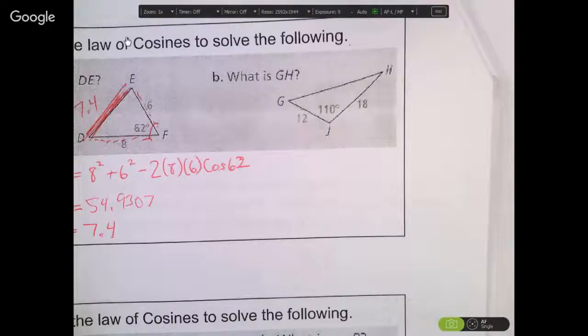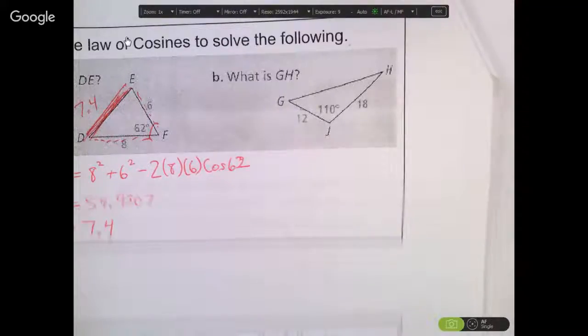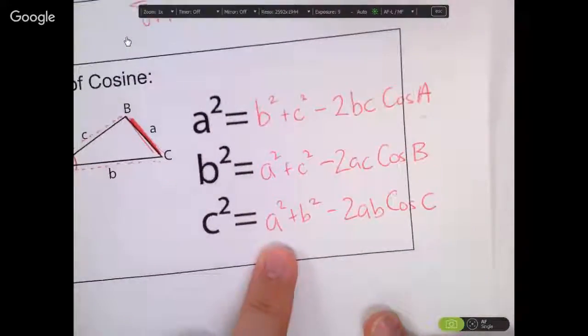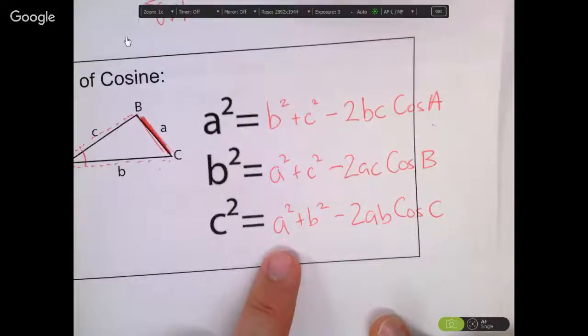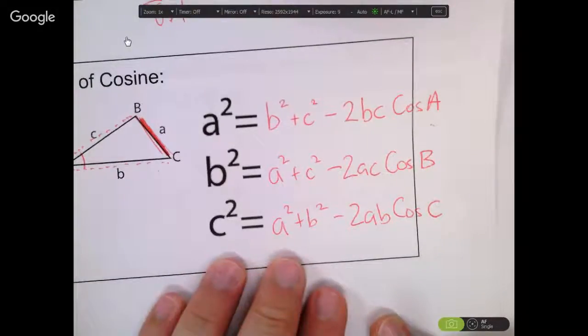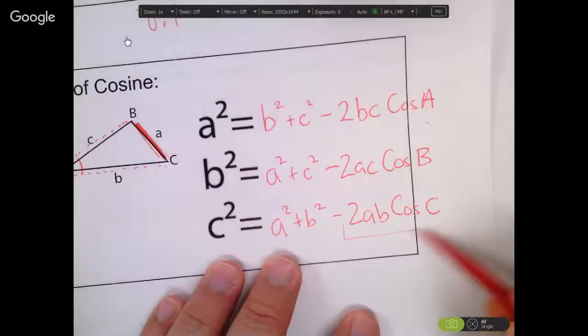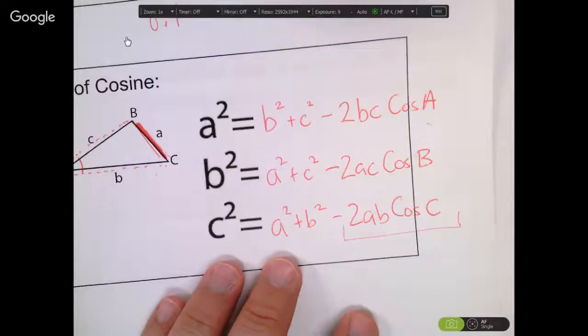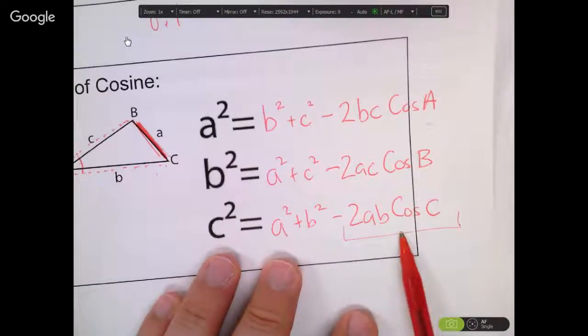So let me ask you this question. For funsies, if I'm looking at this third one and we use it on a right triangle, what will this equal? If I use this on a right triangle and C is our hypotenuse, what will this equal?